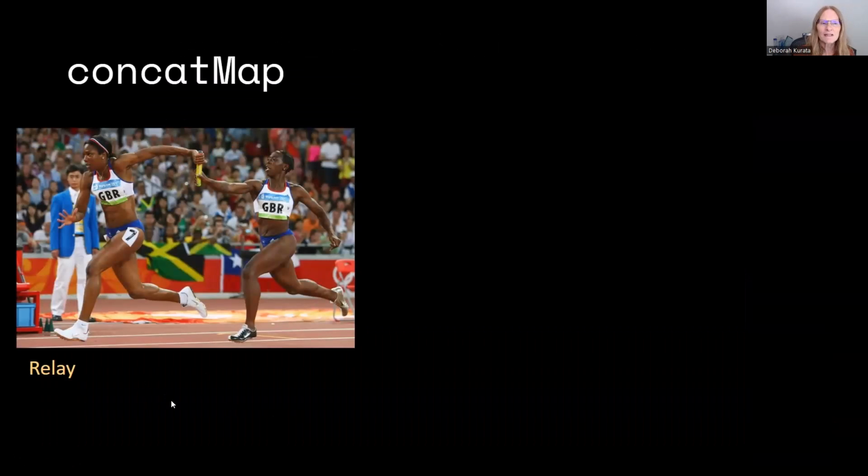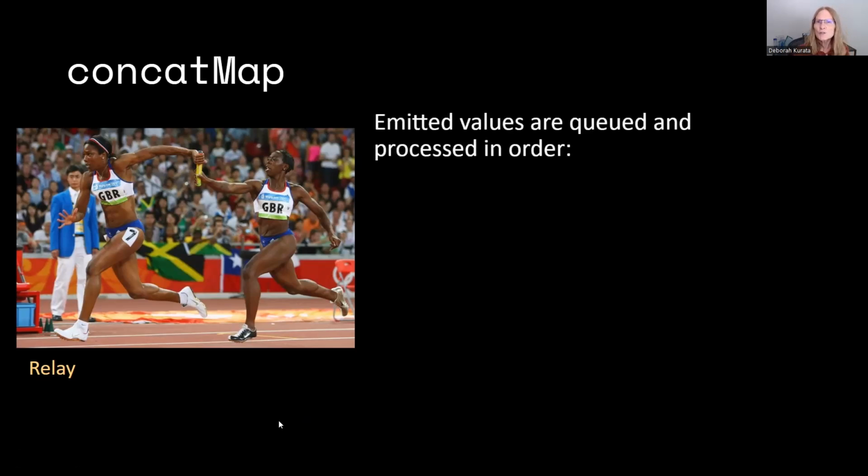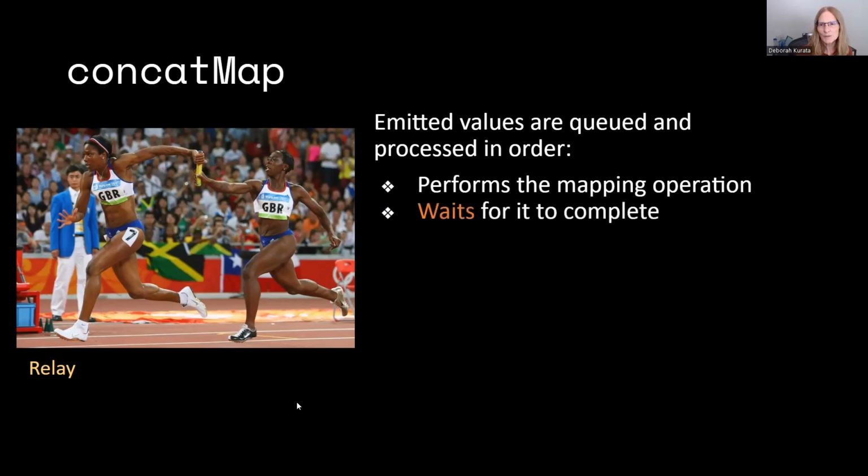Well, we can think of a concat map like a relay race. Emitted values are queued, the runners are all queued up, and they're processed in order. The second runner can never get ahead of that first runner, and so on. So it's going to perform whatever mapping operation we want, and we have to wait for it to complete. When that first runner runs, that second runner can't start taking off until they get that baton, until that first runner completes. Then they can go ahead and continue.